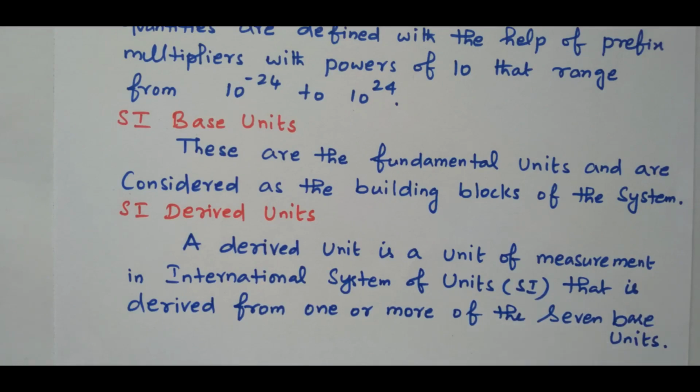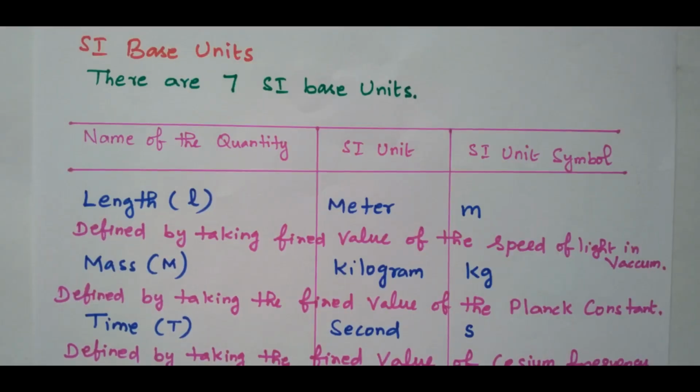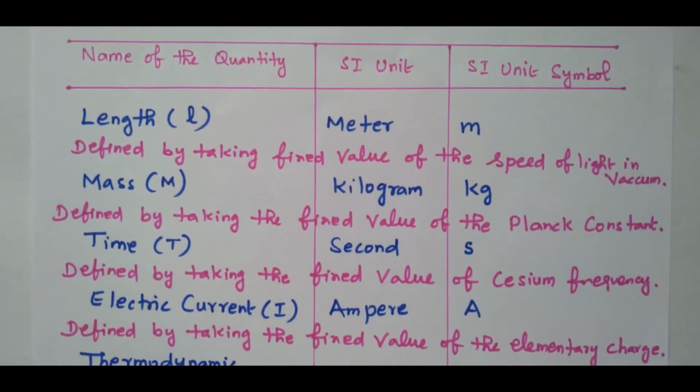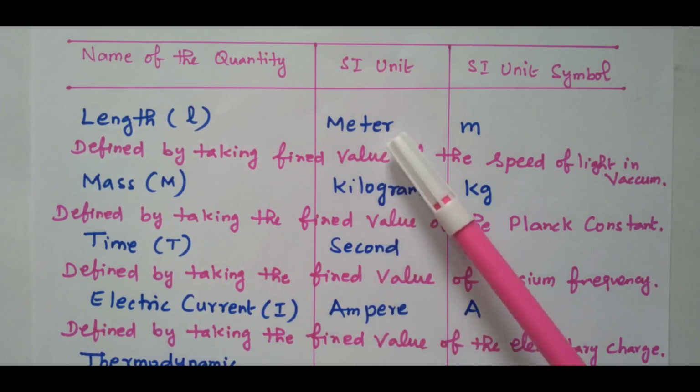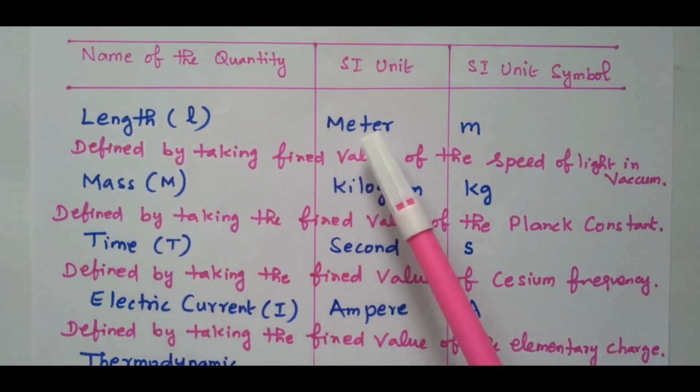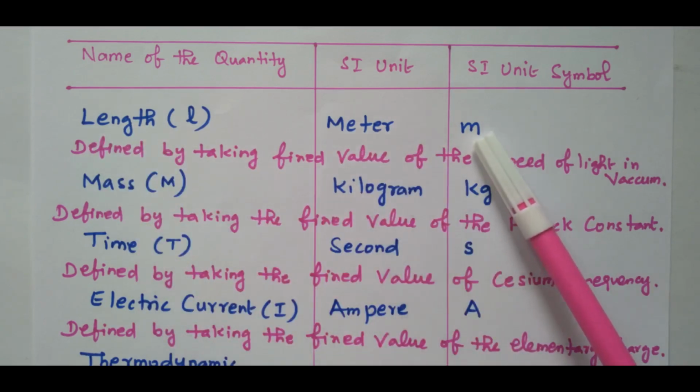Now we'll see base units, derived units and multiples one by one. First we'll see the SI base units. There are 7 SI base units available. We'll see them one by one. The first one is length. The unit is meter. The symbol is m.